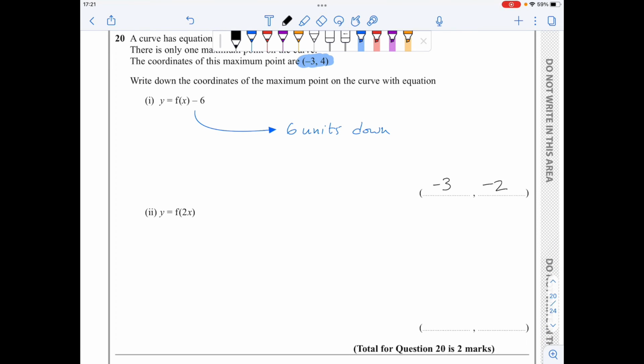For part II, recognize this as a stretch along the x-axis by a scale factor of 1/2. So I will divide the x coordinate by 2 and get minus 3/2 and keep the y coordinate the same.